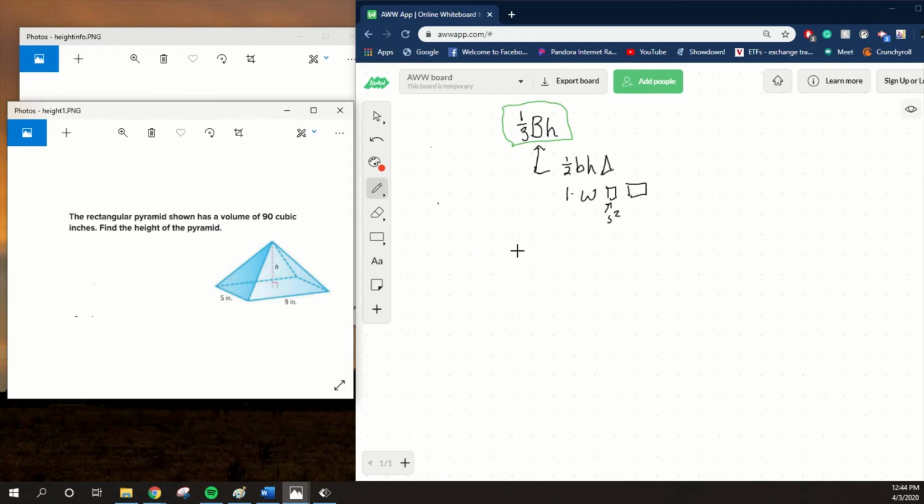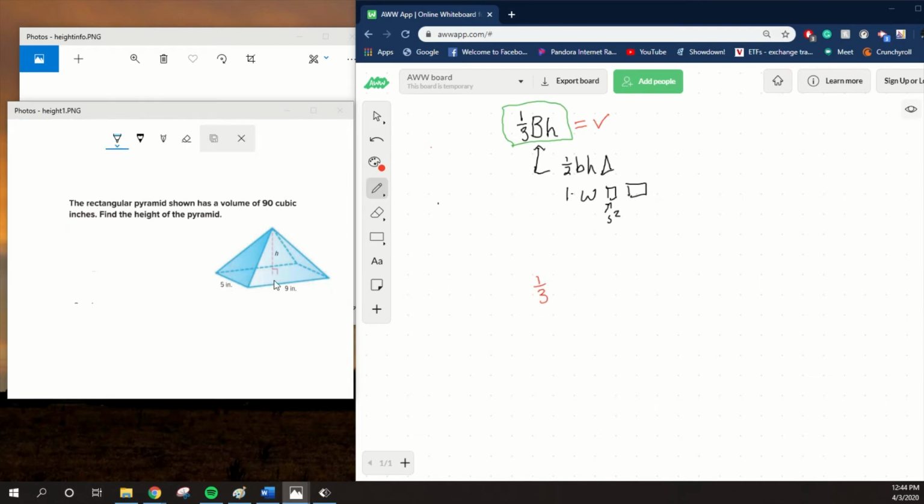So let's write down what we know. Well, we know 1/3 times base times height equals the volume. So we know that 1/3 times the base, which I can tell is going to be 9 times 5, which is 45, times the height is going to be equal to 90 inches cubed. Now our answer is not going to be in cubic inches because we're just finding the height. We're not finding the volume.